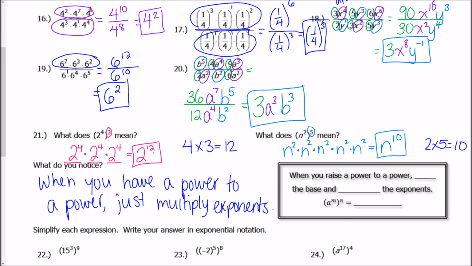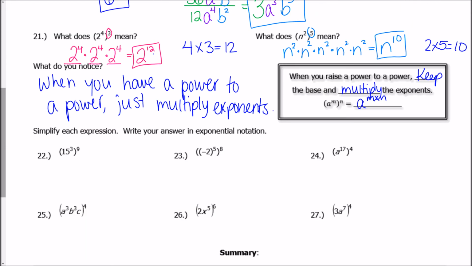Okay, so when you raise a power to a power, keep the base and multiply the exponents. So in other words, if you have a to the power of m, raised to the power of n, it's a to the power of m times n. Okay? So let's take a look at what we have here.